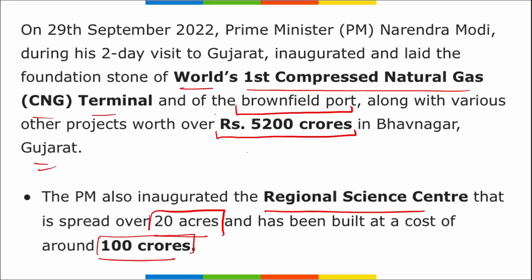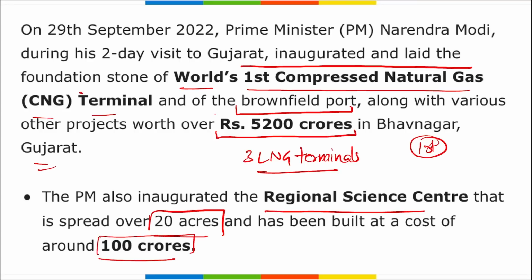Alright, also remember, Gujarat became the first state to get a liquefied natural gas terminal, and at present there are a total of 3 liquefied natural gas terminals in Gujarat. So the first state to get the LNG terminal, and now there are a total of 3 LNG terminals in Gujarat, and now Gujarat has also got the world's first compressed natural gas CNG terminal, that is at the Brownfield port, and it is in Bhavnagar, Gujarat.